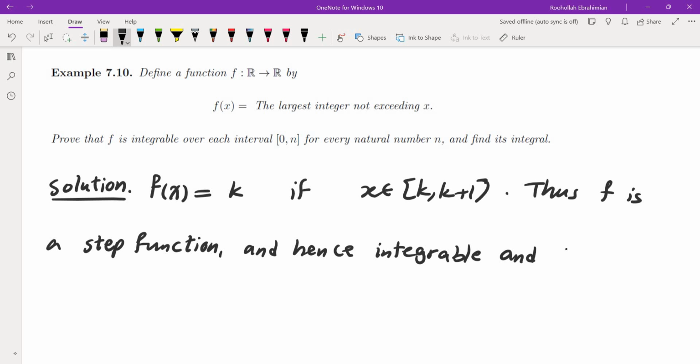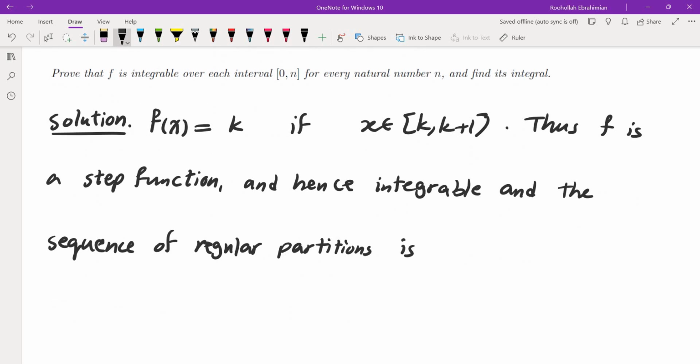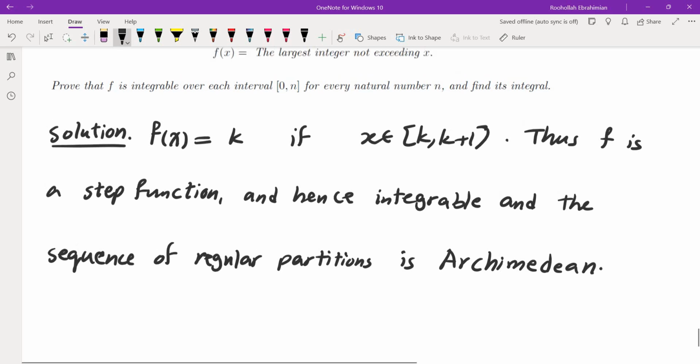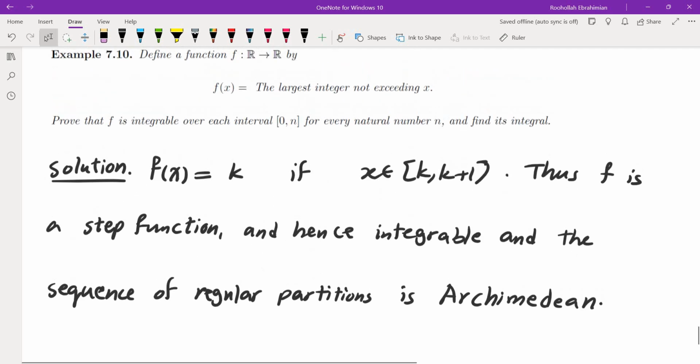And the sequence of regular partitions is Archimedean. Okay, so now that we know this is Archimedean, we can find its integral.